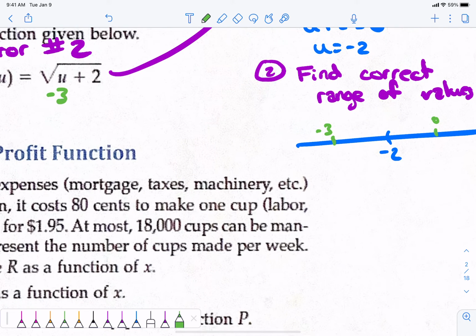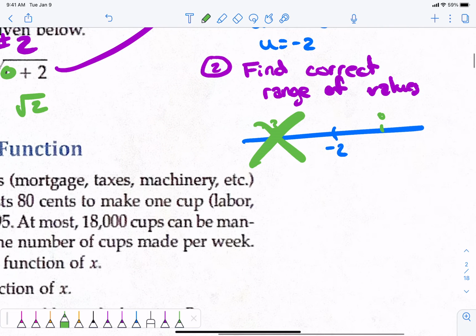So if I plug negative 3 in here, negative 3 plus 2 is negative 1. Can I take the square root of negative 1? No. So I cannot have numbers that are less than negative 2. If I plug 0 in, yes. 0 plus 2 is the square root of 2. Can you do it? Yeah. It's not a nice number, right? But you can have the square root of 2, so that works. So I can do that one.